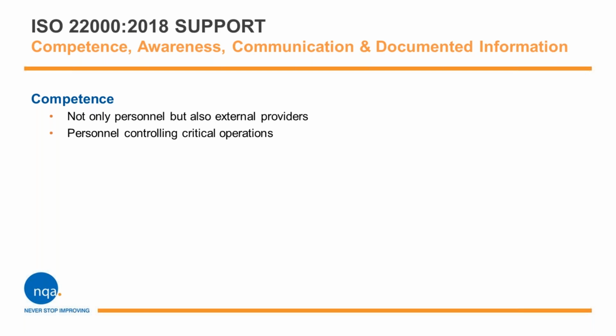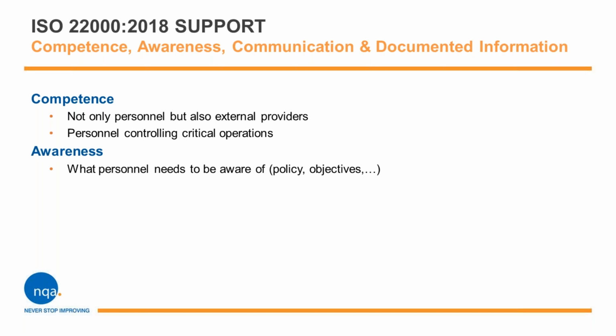Also, personnel controlling critical operations must be competent to do so. By critical operations, we mean, for example, the monitoring or the verification of the CCPs or the OPRPs, just to verify that they are under control. So this personnel must be competent to do these activities, and you need to demonstrate that. Awareness: version 2018 specifies what personnel need to be aware of, for example the policy, the objectives, and their contribution to the food safety management system, including the benefits of improved performance. This has been detailed now in the new version of the standard.